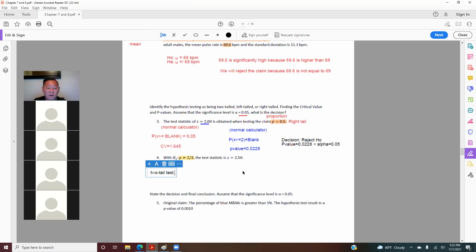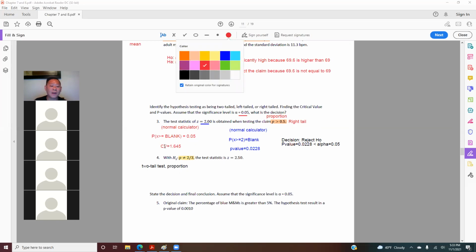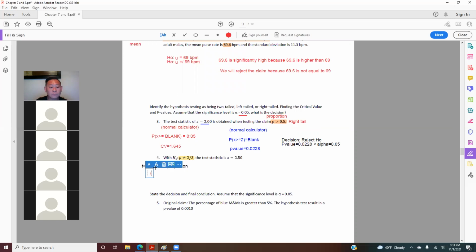Is this proportion or is this mean? Proportion. This is proportion. And why is it proportion? Because of the P. Because of the P, you're correct. So because of the P, it is proportion. Okay, so if it's mu, it's mean. Now we need to find the critical value because the question asks us to find the critical value. Since it is proportion, are we using the normal calculator or the T calculator? Normal or T calculator?